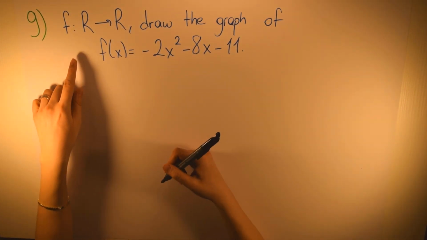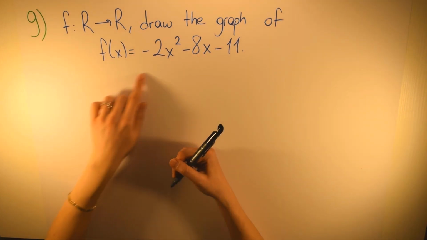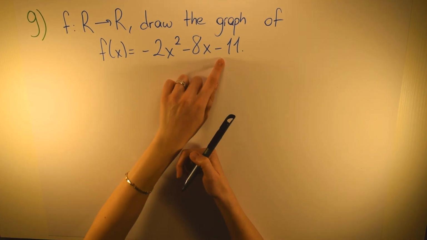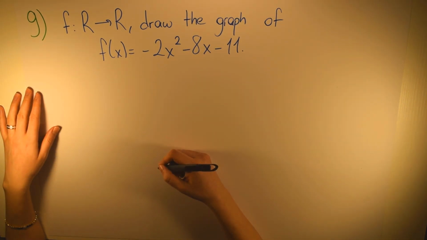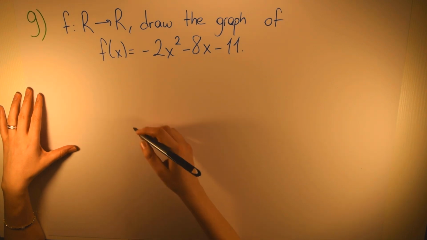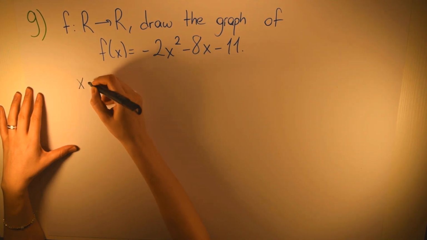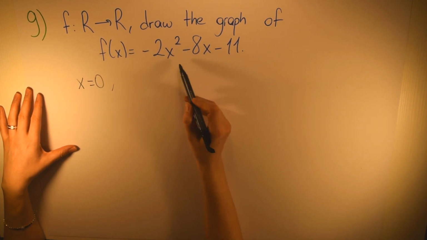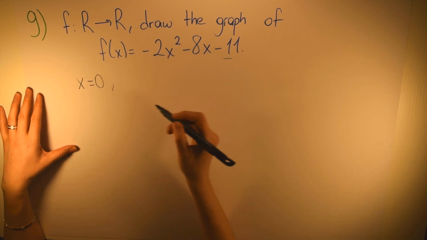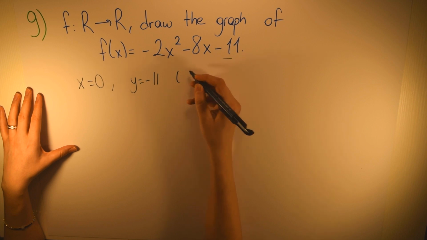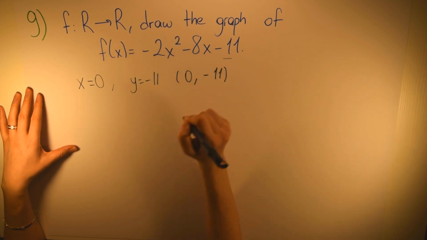Here we have from real numbers to real numbers, draw the graph of f(x) is equal to minus 2x squared minus 8x minus 11. Okay, so let's start with our y-intercept. How do we find that? When we give the value 0 to x, what's the value of y? It's equal to minus 11, right? Y is equal to minus 11. So this is our first point, 0 and minus 11, right?